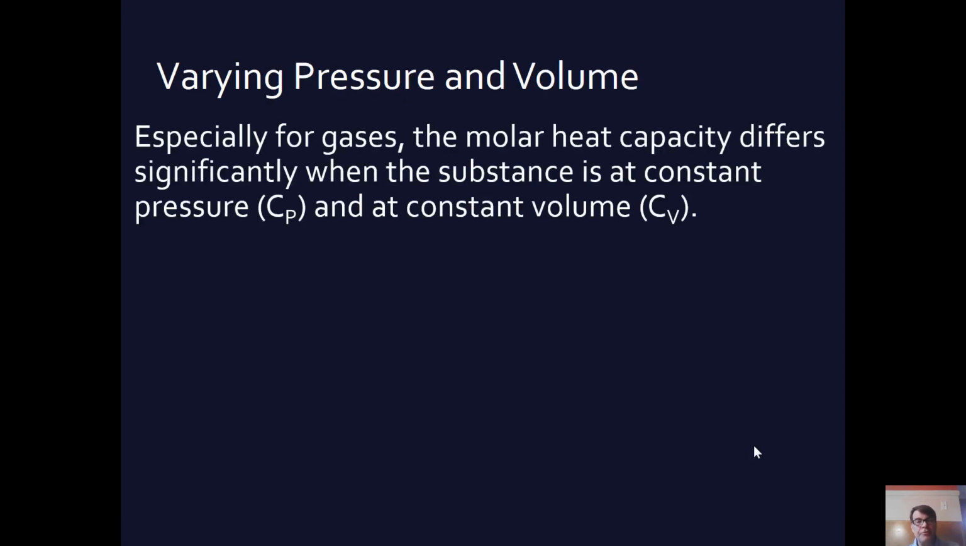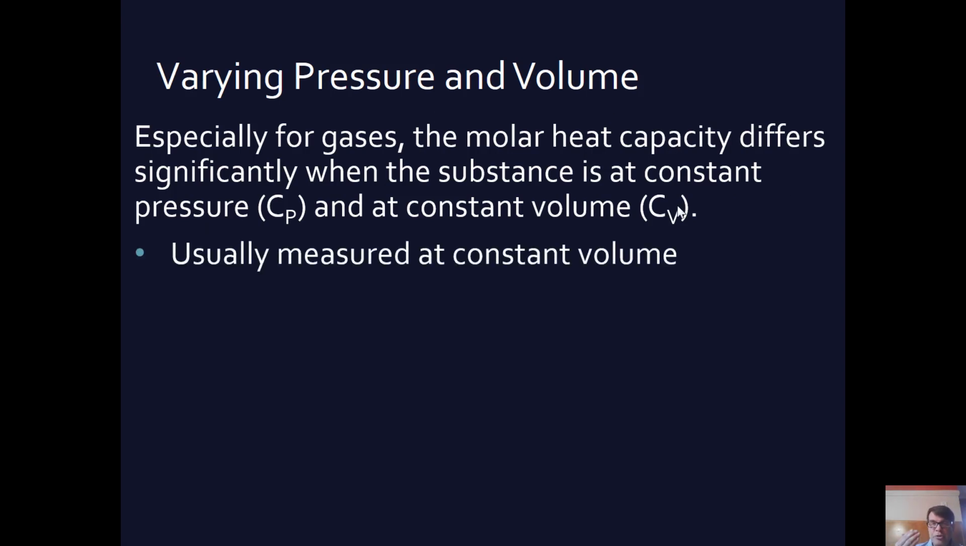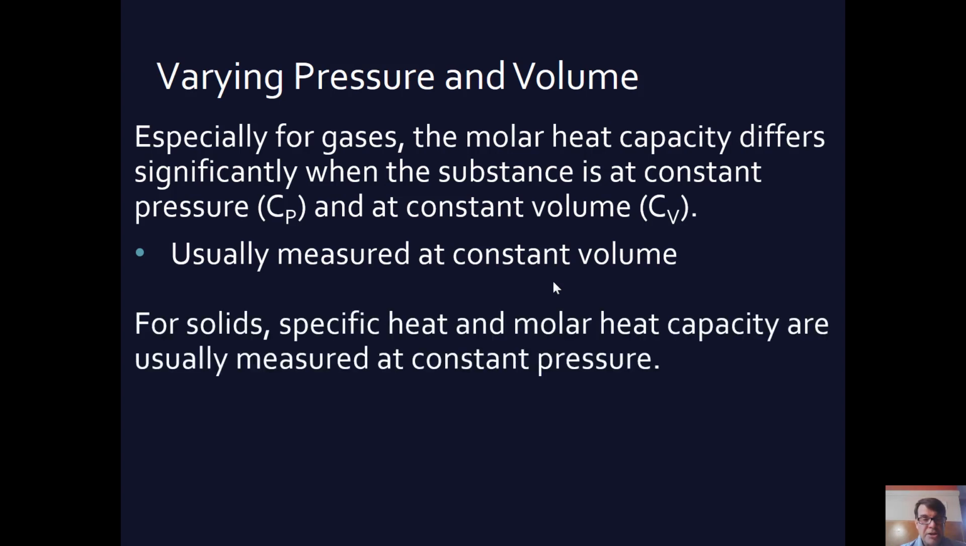Okay, now, final footnote here. Especially for gases, the molar heat capacity differs significantly depending on whether you're measuring it at constant pressure or at constant volume. Usually for gases, you measure the molar heat capacity at constant volume, because these two are going to differ a little. So if you're talking about a gas and you have a capital C for molar heat capacity, just assume it's the C_V, the molar heat capacity measured at constant volume. For solids, the specific heat and the molar heat capacity are usually measured at constant pressure. So in that case, if you just have a C and it doesn't tell you which it is, it's probably C_P, the molar heat capacity measured at constant pressure.